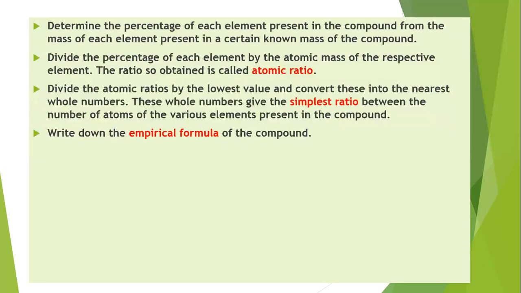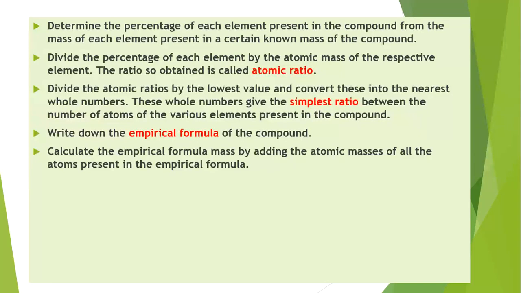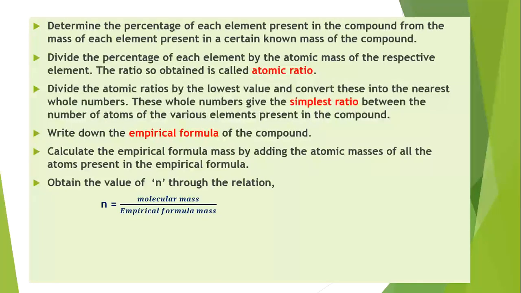If we are having the empirical formula, of course, we can write the empirical formula mass. We can calculate the empirical formula mass by adding the atomic masses of all the atoms present in the empirical formula. After that, we can obtain the value for N through a relation which we learned before, that is N is equal to molecular mass by empirical formula mass. If we get the N value, it's easy for us to write the molecular formula. So the molecular formula is equal to N into empirical formula. So like this, if we follow the steps, we can do the problems.